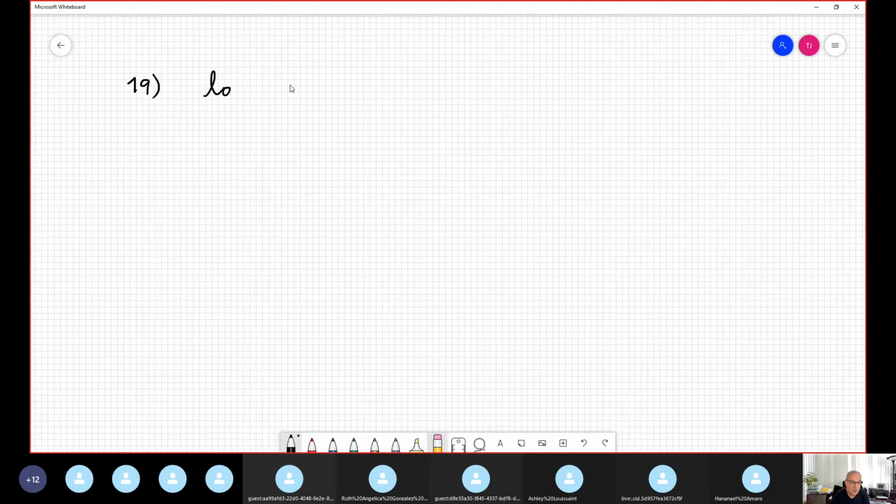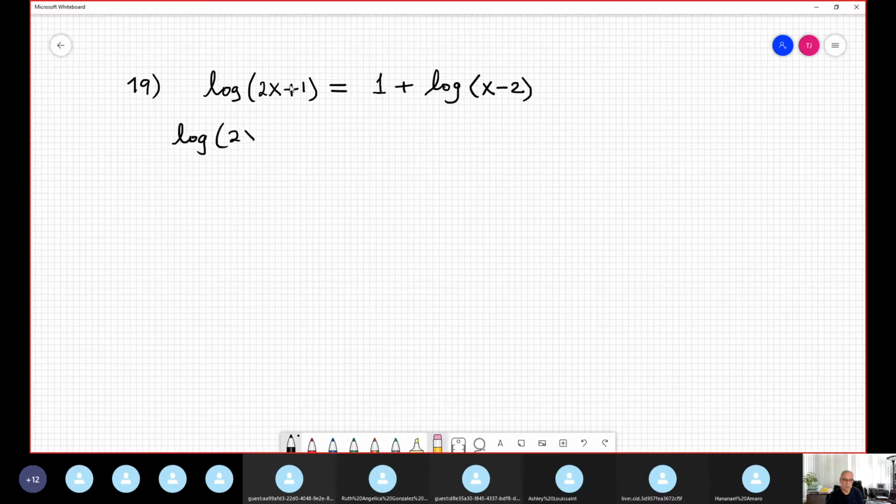Is logarithm of 2x plus 1 equal 1 plus logarithm of x minus 2. It's similar to the previous, except in the previous we have minus here, we have plus. The same procedure. I move the logarithm in the right hand side to the left because I want to condense into only one. Minus logarithm of x minus 2 equal 1.